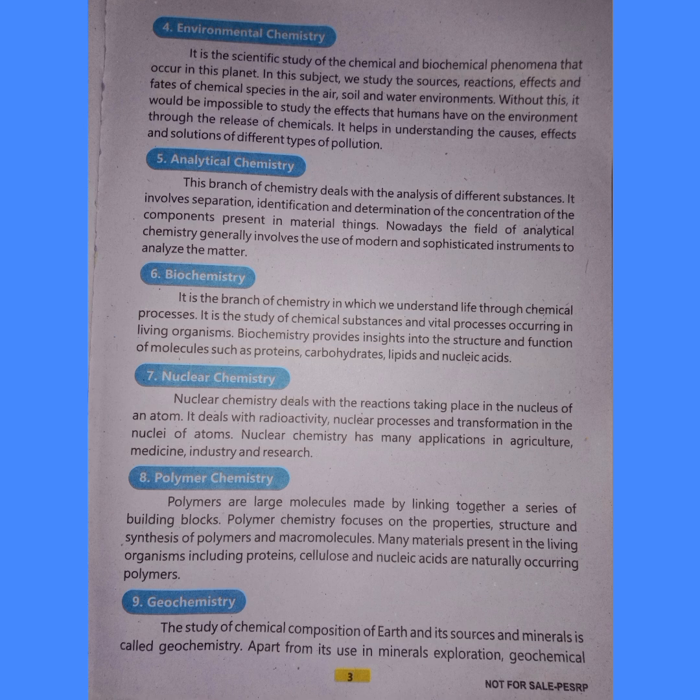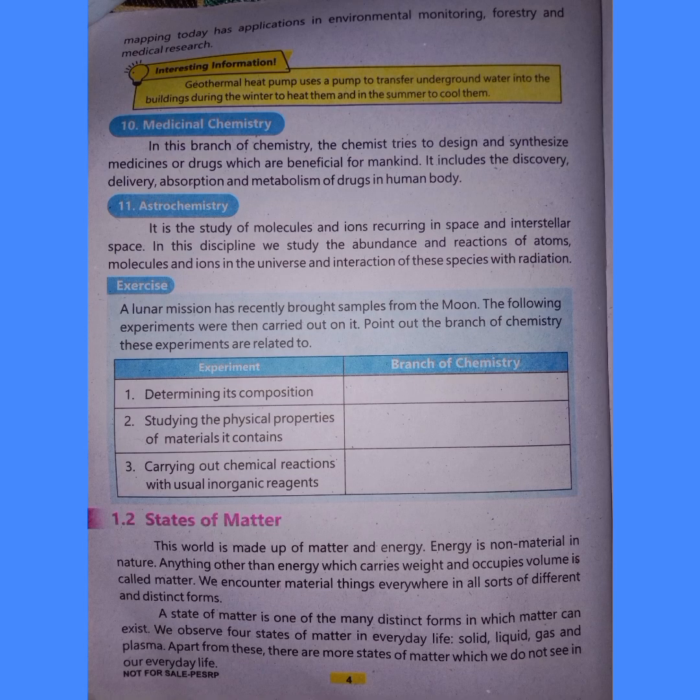Next branch of chemistry is geochemistry. The study of chemical composition of earth and its sources and minerals is called geochemistry. Apart from its use in mineral explorations, geochemical mapping today has applications in environmental monitoring, forestry, and medical research.